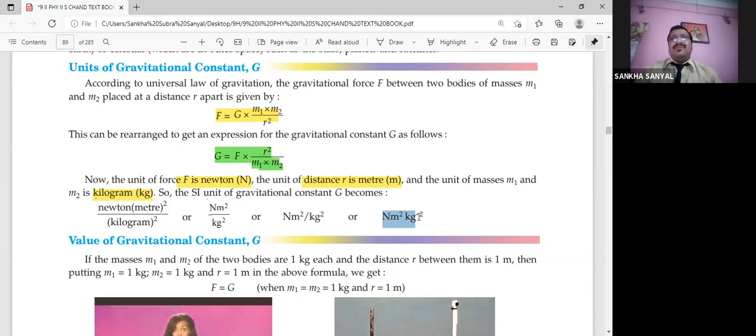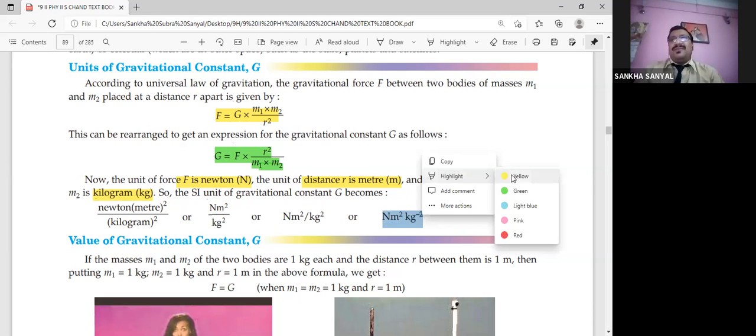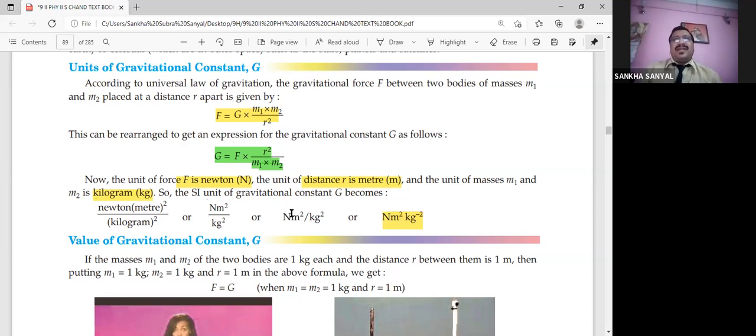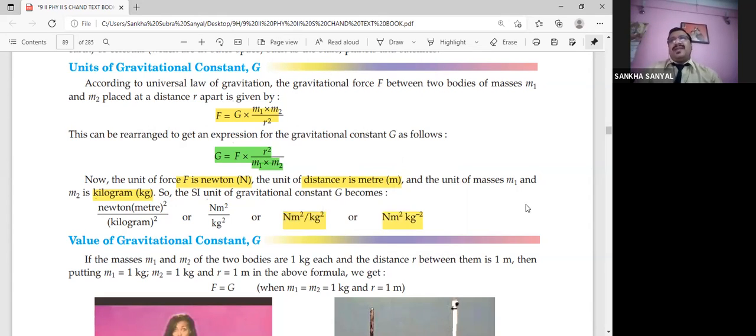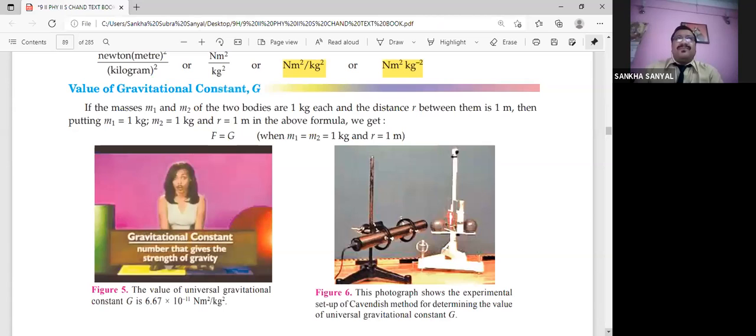We can say Newton meter square kg to the power minus 2. Whichever you are comfortable with, you can put it in that form: Newton meter square kg to the power minus 2 or Newton meter square per kg square. Did you get that? I was just trying to talk about the unit of G. To find the magnitude of G, what do we need to do?